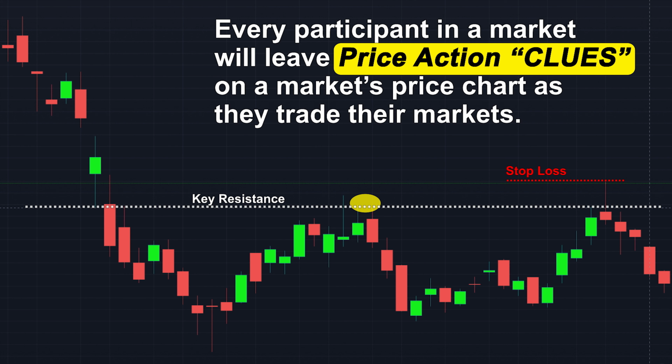Final word. The trader can use a market's price action to describe the human thought process behind a market's movement. Every participant in the market will leave price action clues on a market's price chart as they trade their markets. These clues can then be interpreted and used to try and predict the next move in a market.